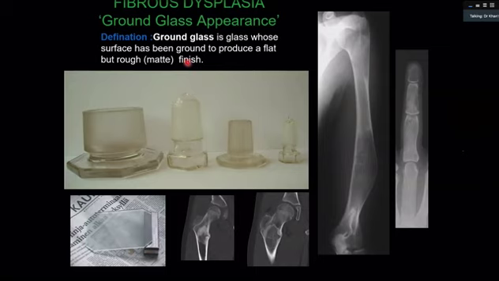And this is from Wikipedia. Ground glass is a glass whose surface has been ground to produce a flat but rough matte finish. This is the appearance. It is a sort of an opaque type of glass. This is known as ground glass appearance, classically seen here. But let's go back to the pathology.